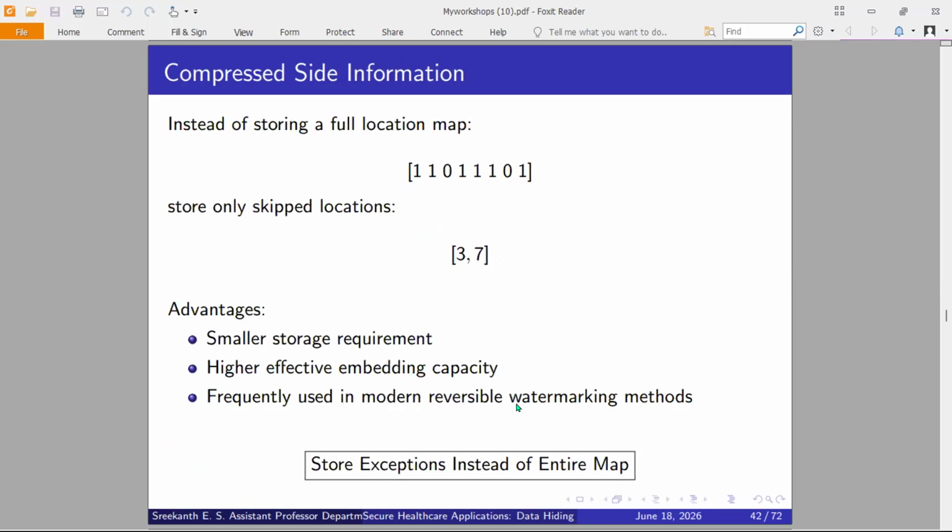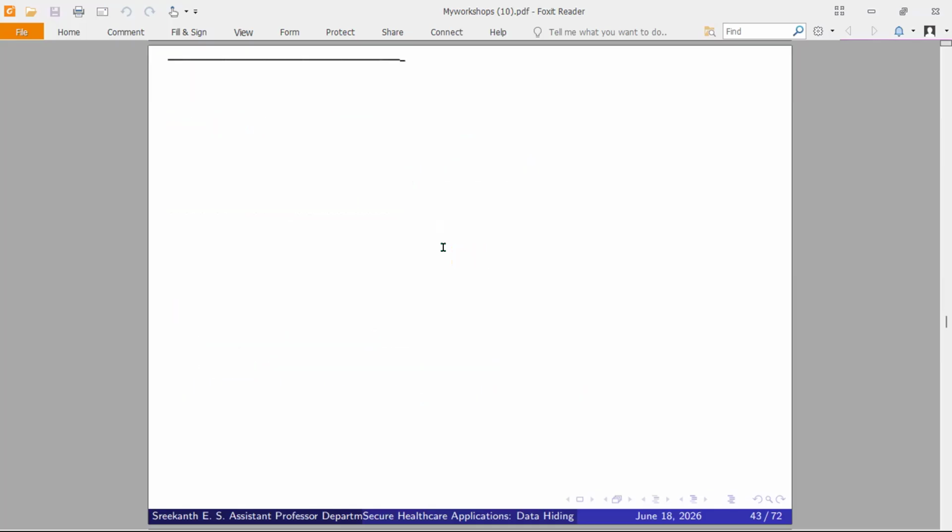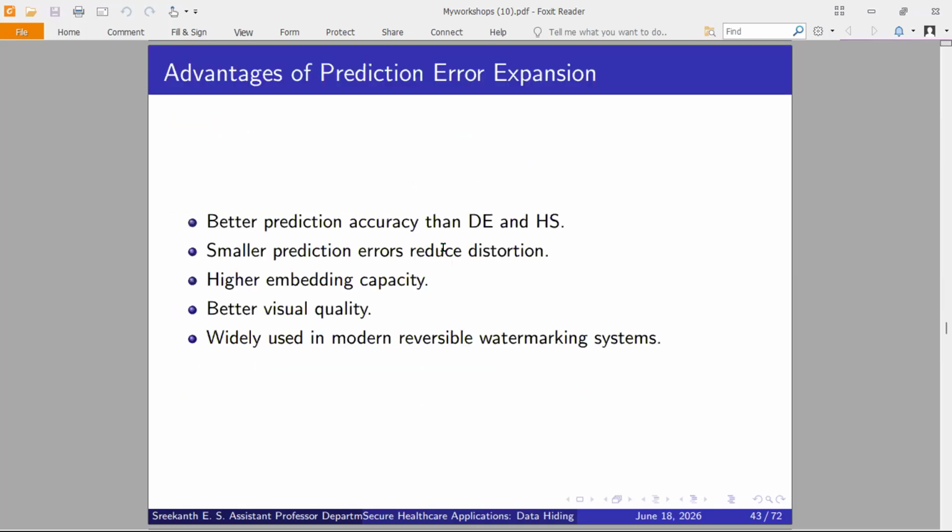See, the compressed information can also indicate which locations we skipped. Okay, that you can indicate, only the skipped positions. So look at this: we are skipping only the third position and the 7th position. We can indicate that only. That is also okay. Which one is better depends on the image. Okay, that depends on the image, right? So that is compressed guide information.